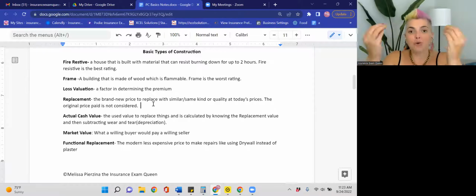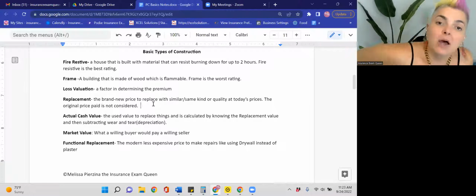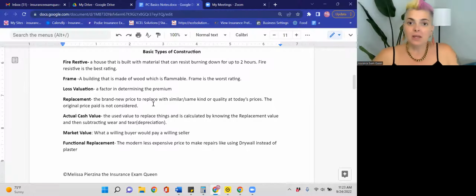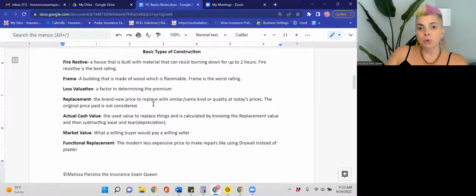It allows you to profit. It allows you to make money. Your house becomes way more valuable if it is built brand new than when it was in the 70s. So replacement actually defeats indemnity. Replacement goes against indemnity, but there's nothing they can do about it. They have to insure the house at brand new value.